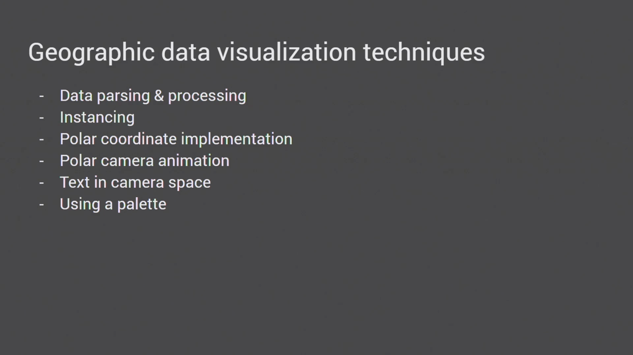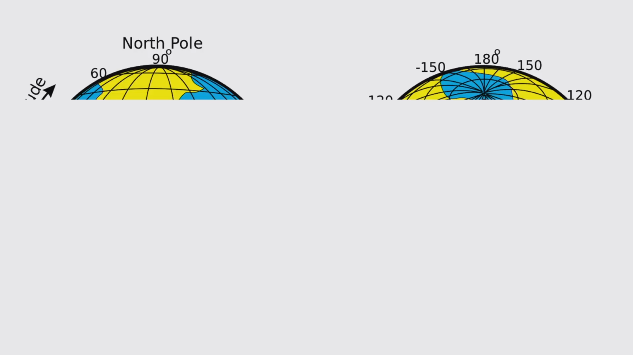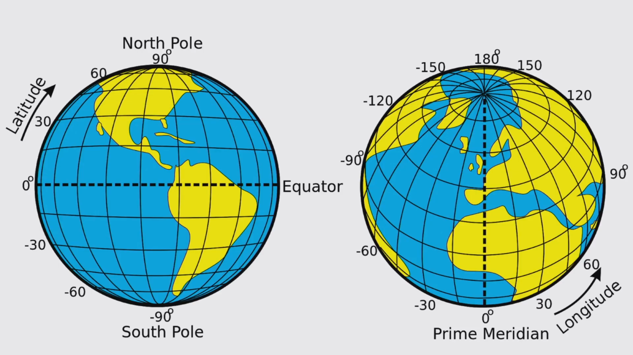And then we'll talk more about instancing, because instancing is great. Hopefully, I've converted you all at this point. We'll talk about polar coordinates and polar camera animations, and using text in camera space, so a few more ways to label things. And we'll talk about palettes. I kind of forgot to talk about palettes last time, but we'll come back to that when we have some time.